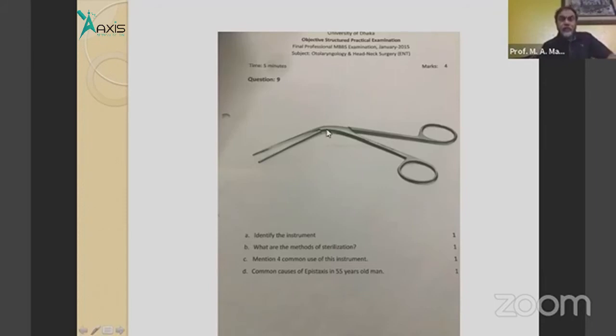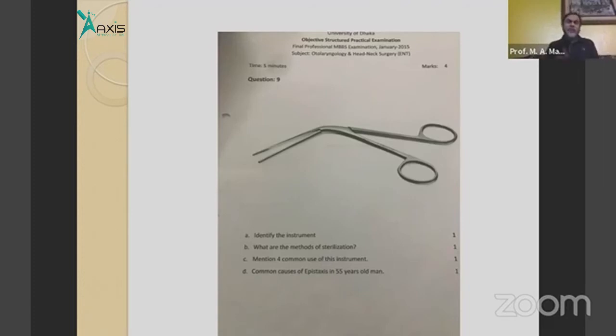Very simple. It has a long blade actually. This is the holding part. These 2 blades. Now, identify the instrument. So this is a Tillis forceps or Tillis nasal dressing forceps. What are the methods of sterilization? Autoclave or boiling.